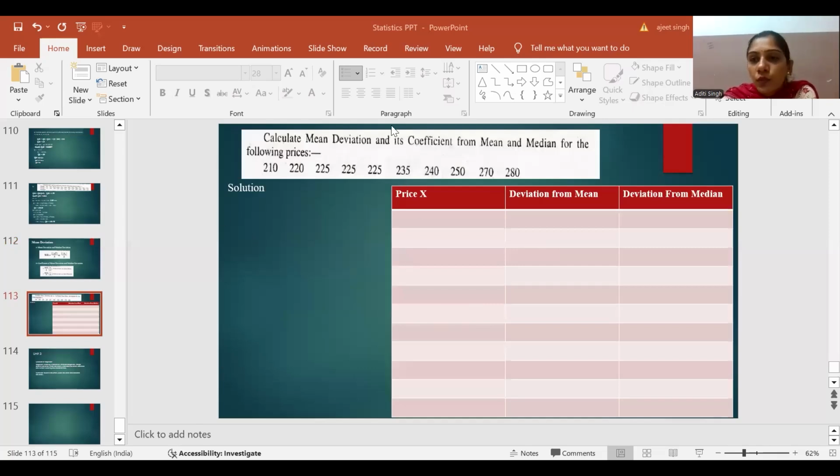Now we will do a question for calculating mean deviation and its coefficient for mean and median for the following prices. Prices given are 210, 220, 225, 225, 225, 335, 235, 240, 250, 270 and 280. So we will start solving this question.